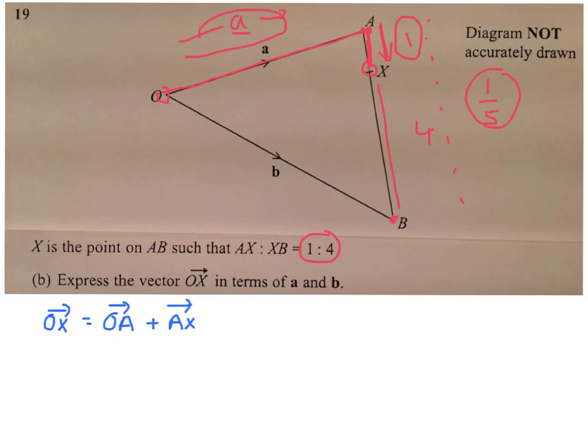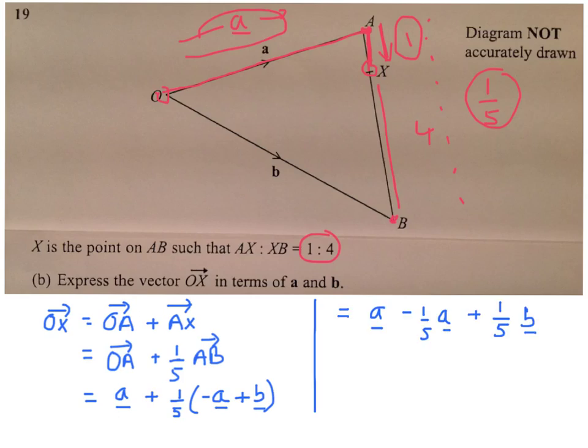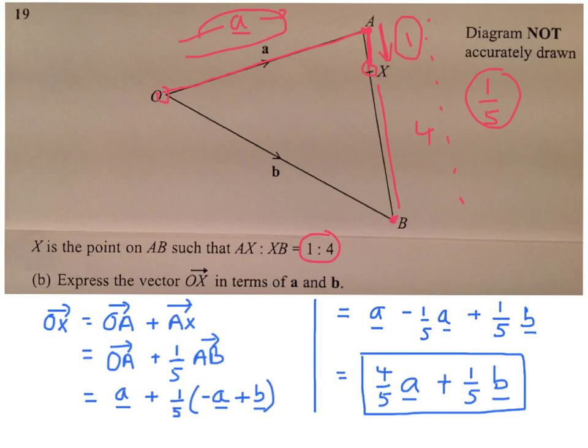So the journey from O to X is the journey from O to A plus the journey from A to X, and the journey from A to X is a fifth of the journey from A to B. So that is A plus a fifth of minus A plus B. And then multiplying out those brackets, a fifth, so it's A minus a fifth of A plus a fifth of B, which is equal to, final answer of 4/5 of A plus a fifth of B.